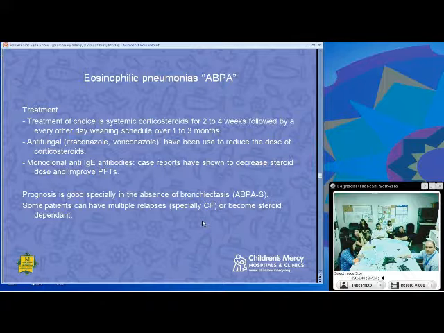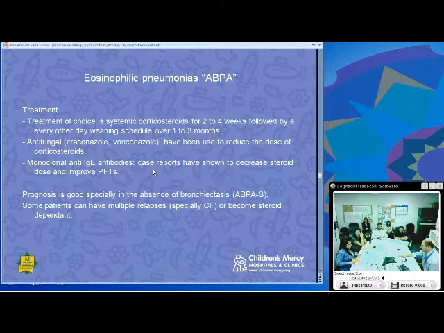There are some reports of monoclonal anti-IgE antibodies to help in ABPA, and actually there are more and more reports, and I think we're going to be starting one of our patients on Xolair because the patient also has atypical mycobacteria, and we don't want to give him too much steroids. So we'll see how that goes. And as we said before, the prognosis is good, especially in the absence of bronchiectasis. But most patients with cystic fibrosis become steroid dependent and require treatment for many years.